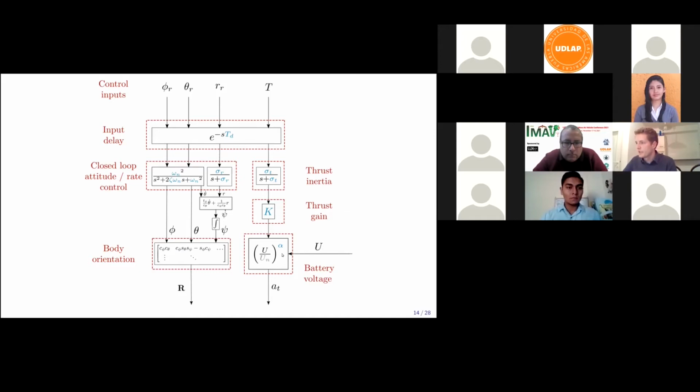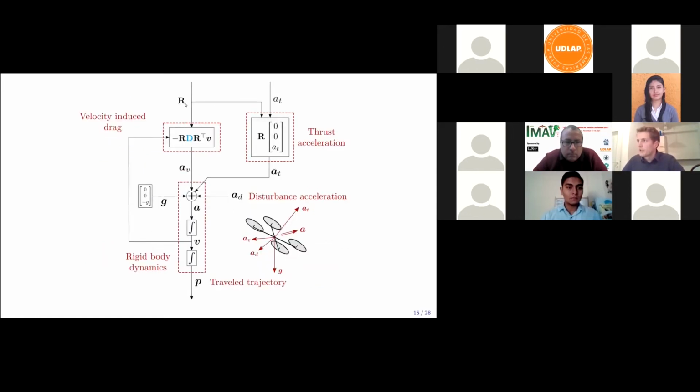This simple relation represents battery voltage. And then what comes out is a thrust acceleration, which is actually just the thrust force divided by the drone mass. And these two things we can then use in the rigid body dynamics. So basically we can represent the quadrotor now as a point mass on which 4 forces or accelerations equivalently act.